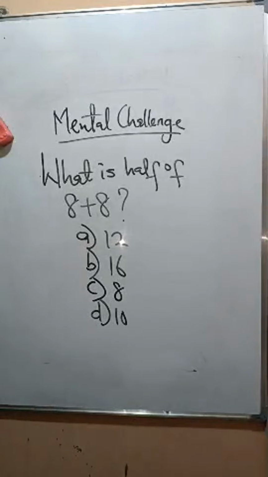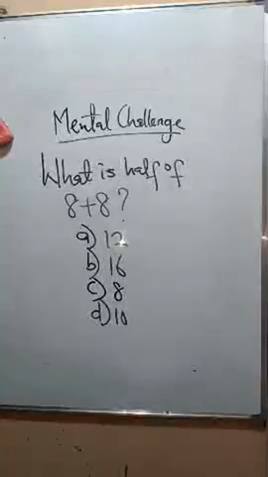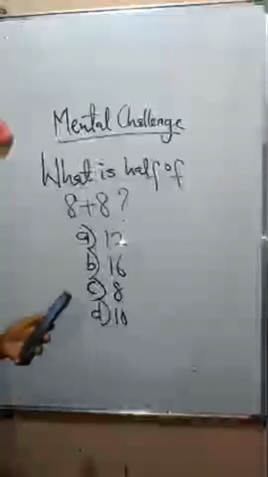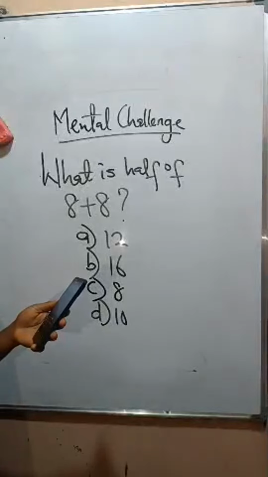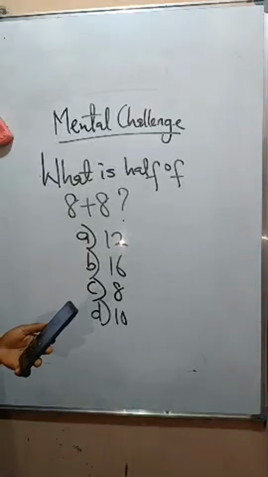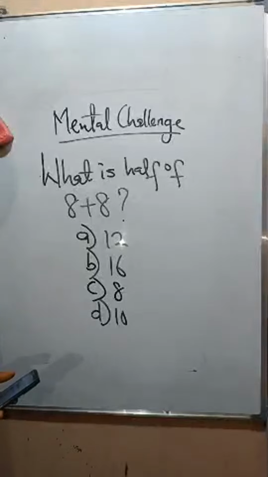So let's go, friends. Let us go. It's right. It's 8 when you divide it by 2 with 16. All right. Let's go, let us go.